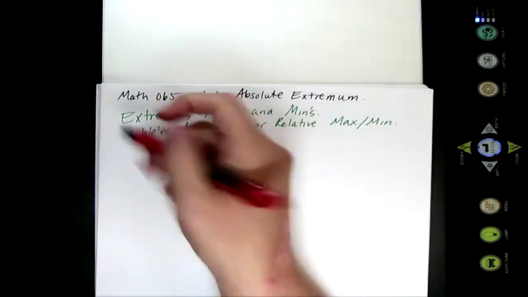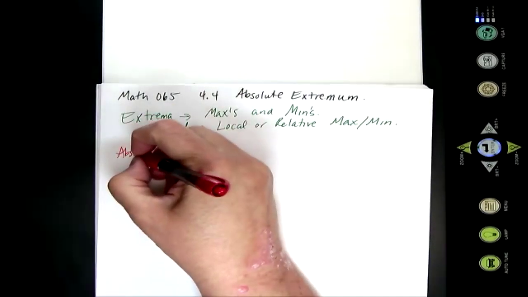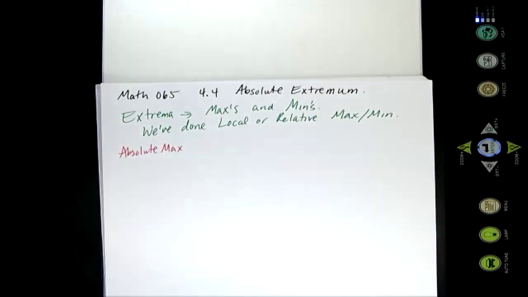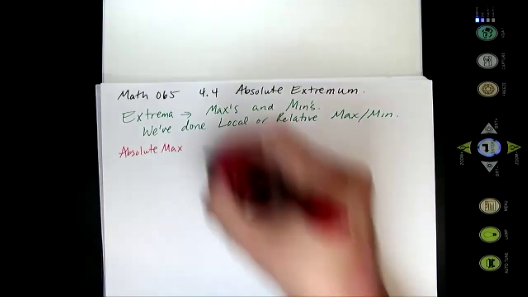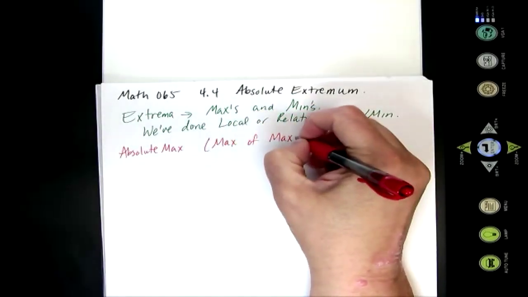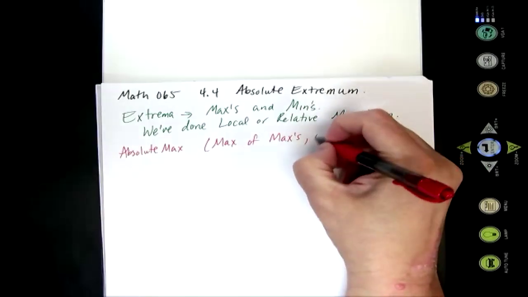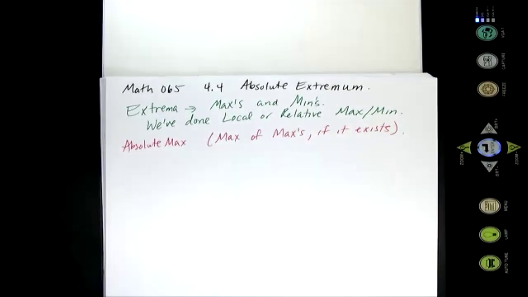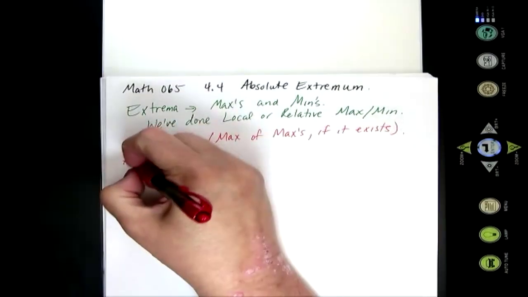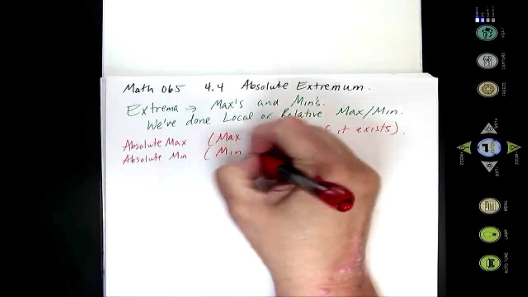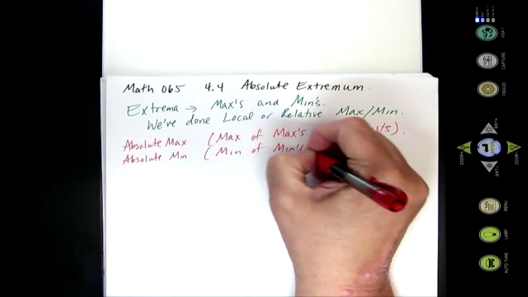Absolute max is kind of like the max of the maxes, if it exists. And absolute min is the minimum of minimums, also if it exists.